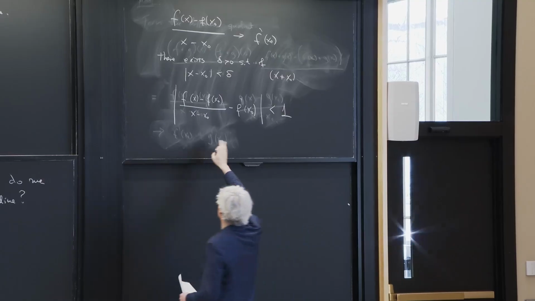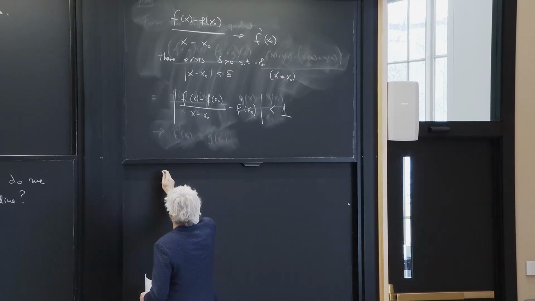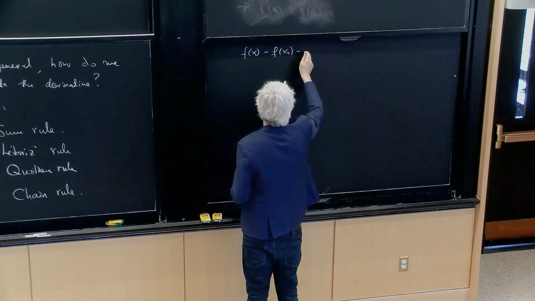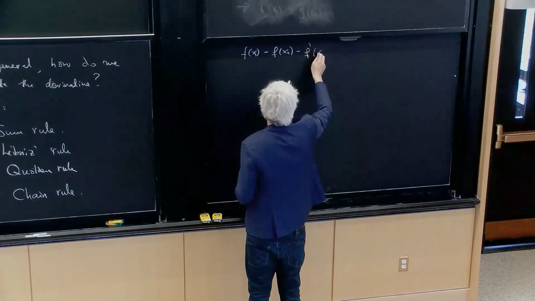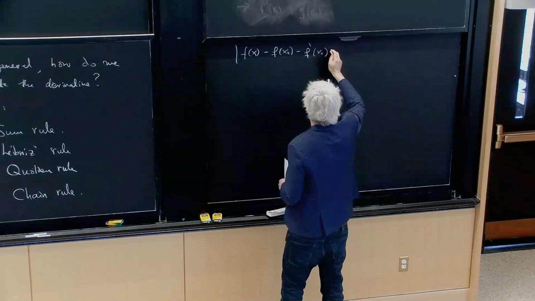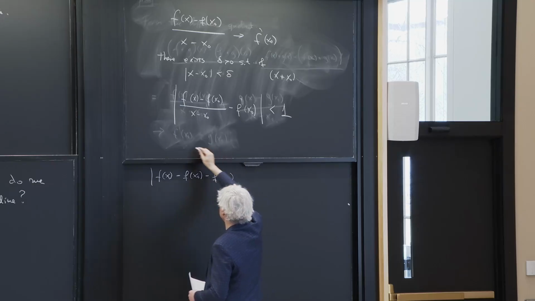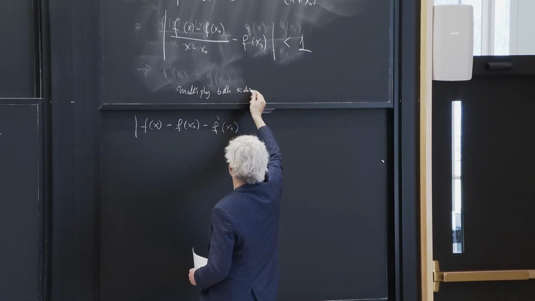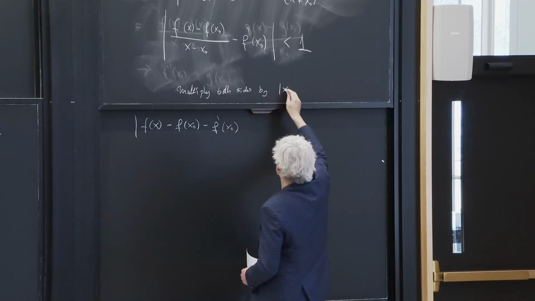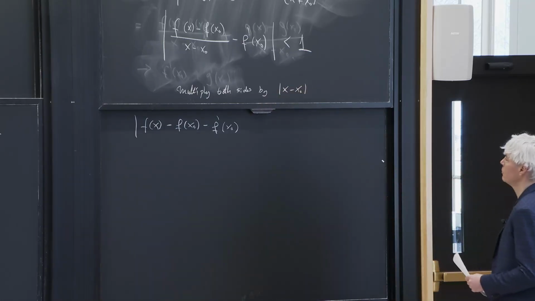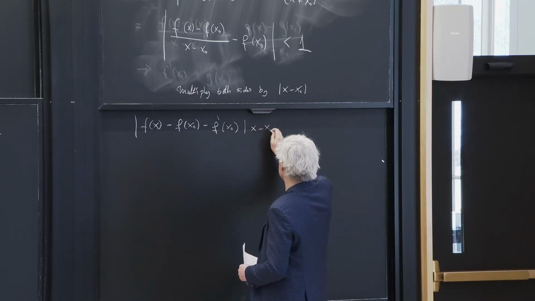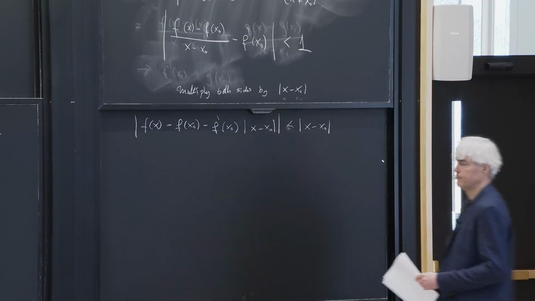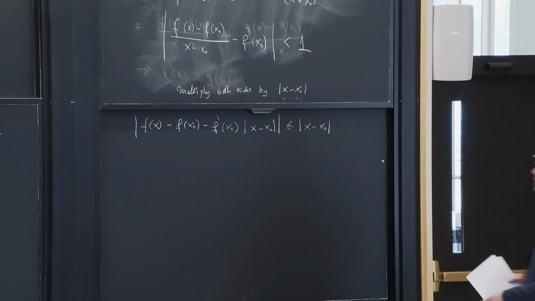Now, multiplying over, you get that f of x minus f of x0 minus f prime of x0 times x minus x0, I'm multiplying both sides by x minus x0. This is a positive thing, so I'm multiplying both sides by that. Then I get this thing here, and I get strictly less than x minus x0, because x minus x0 is strictly positive, because x is not equal to x0.